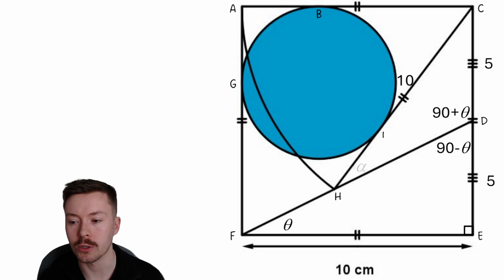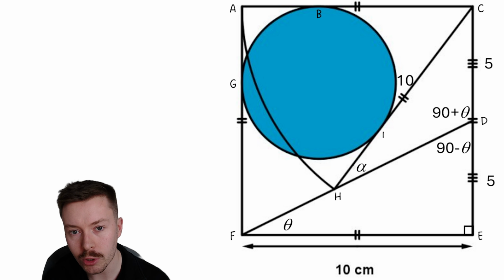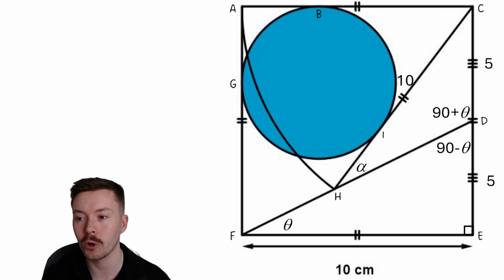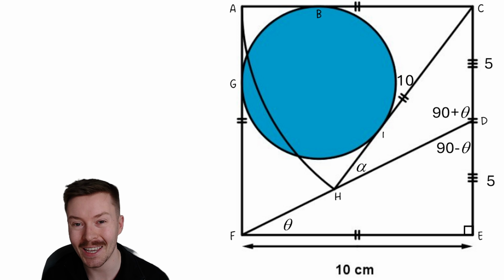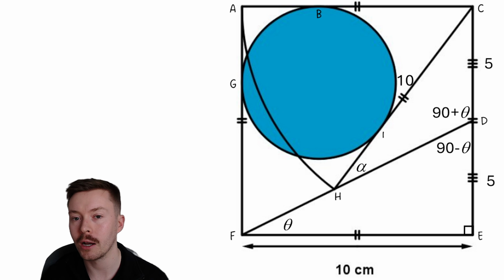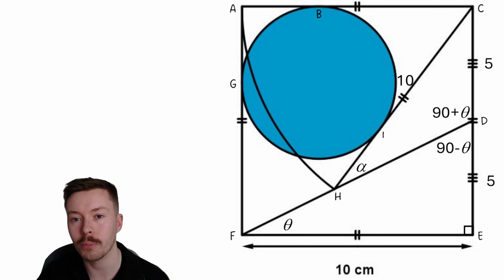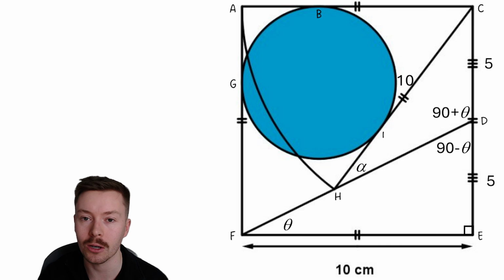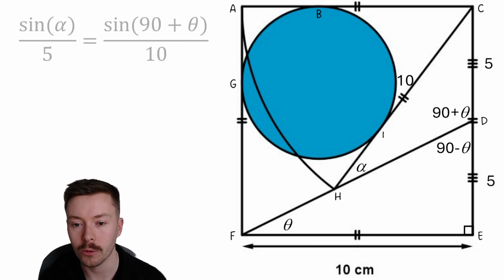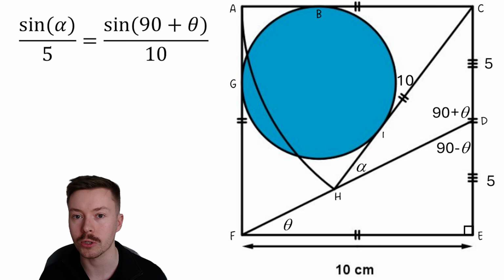Next thing I wanted to do is work out this angle here, alpha, and I chose specifically that angle because I want to work out the angle HCD, but I can't do that until I've worked out this angle alpha. I can work out alpha with the sine rule because that angle alpha is opposite the 5 and we've got 90 plus theta opposite the 10. Okay, so by sine rule, sine alpha over 5 is equal to sine of 90 plus theta over 10.